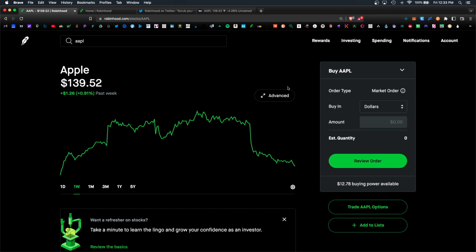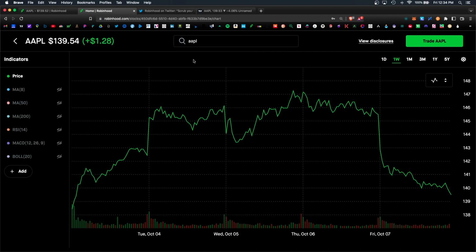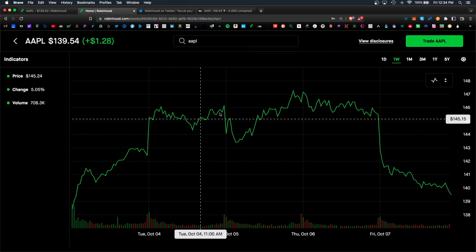I'm going to assume you already know how to use the Robinhood app, and we're going to dive right into it. Simply pull up your favorite ticker. We're going to use Apple for this example, and we're going to click on advanced. This would launch us to our advanced chart view. So let's go ahead and clean this up and start with a clean slate.